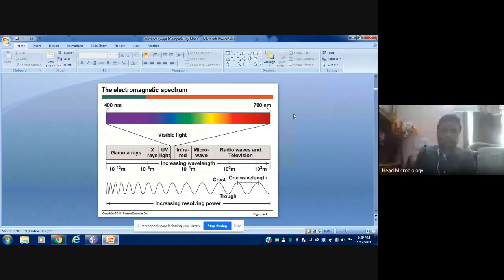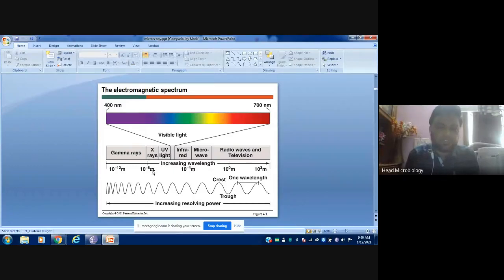And you will have UV light, X-rays, gamma rays at the lower end. UV light is just below the 350, it comes around 150, 180, and below that you have X-rays, gamma rays. As the wavelength gets reduced, its ability to magnify the objects gets increased.